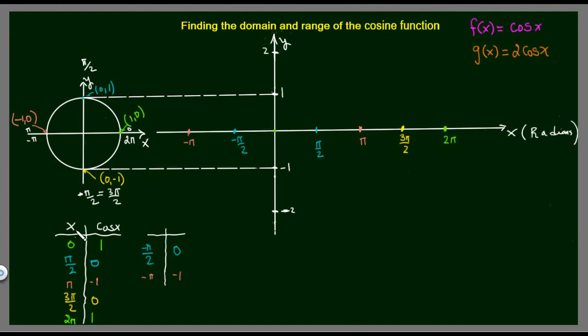We say that when x has the value 0, its cosine, or its image, is 1. It is this point here, it is 1 right there. So I'm going to put a green dot there. And when x has the value pi over 2, its cosine is 0. Pi over 2 is 0 right here. And when x has the value pi, its cosine is -1, somewhere here.